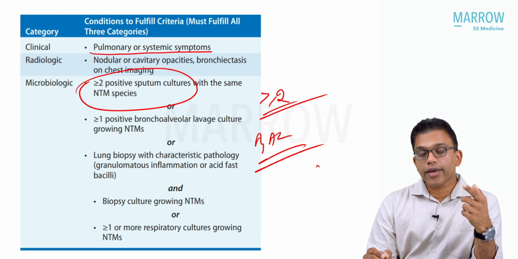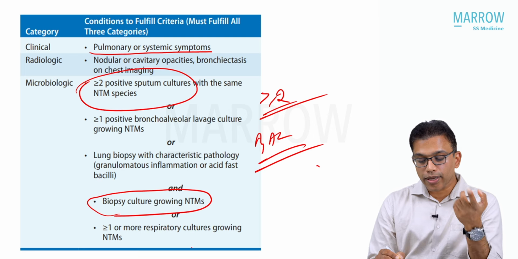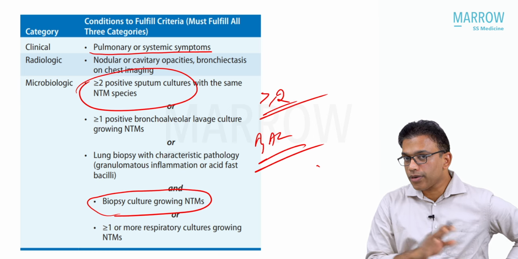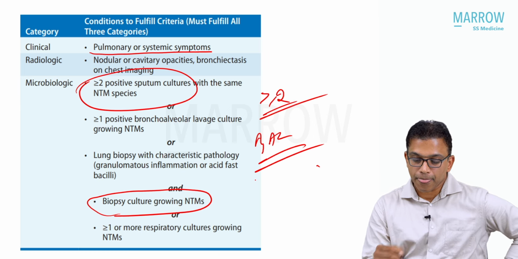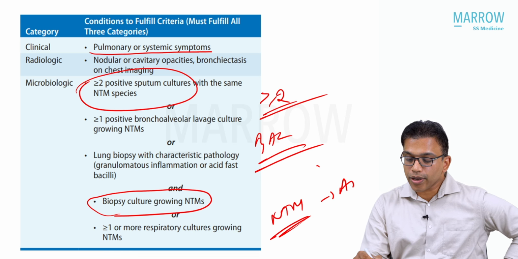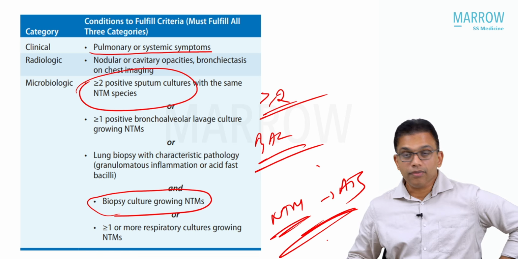Or you should get a biopsy where you can grow NTM in culture, or more than one sputum culture positive for NTM, or a biopsy suggestive of granuloma or acid fast bacilli. So this is how you make a diagnosis of NTM according to the ATS guideline. Please refer to the management also in the module, and wish you all good luck.